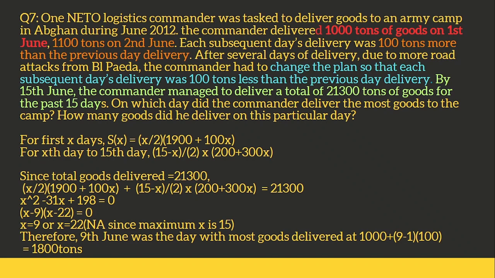Therefore, we found out that 9th June was the day when the most was delivered, at 1,000 plus (9 minus 1) times 100, which is 1,800 tons. So that was how we ended up solving the answer. We try to break everything down and use something as a reference, and with that reference we are able to find the individual sums and get the sum of the parts together and solve the question. So x need not be n; we can have different ways to express different values and unknowns.